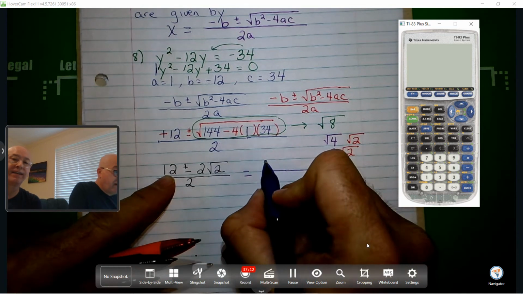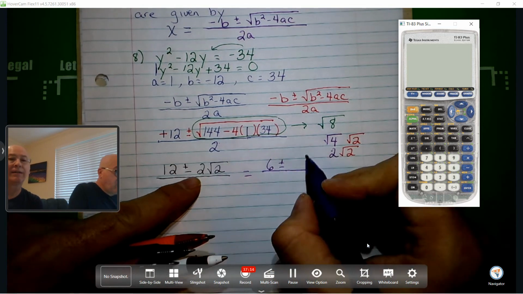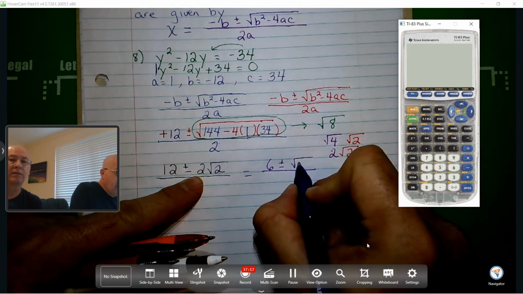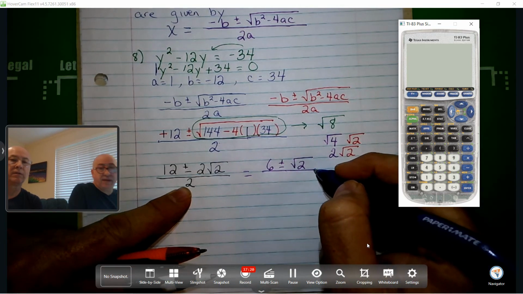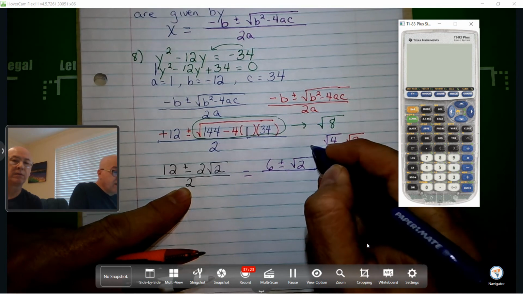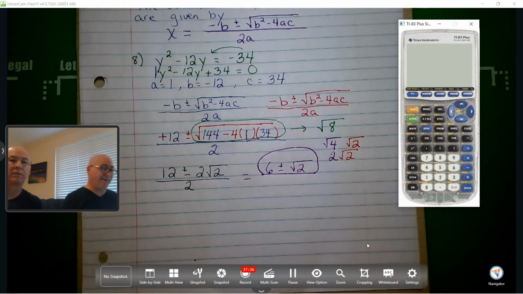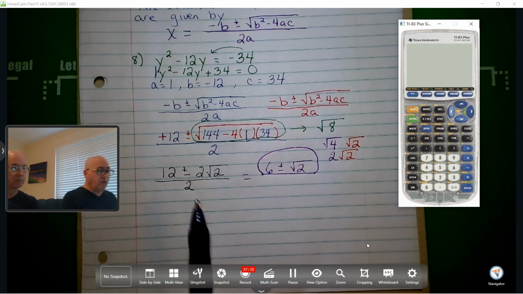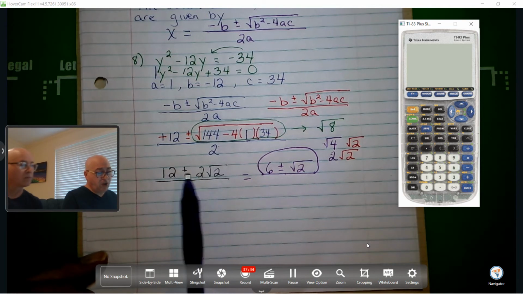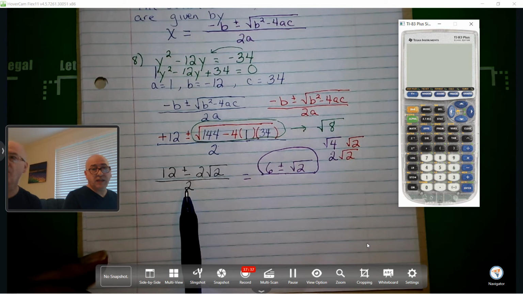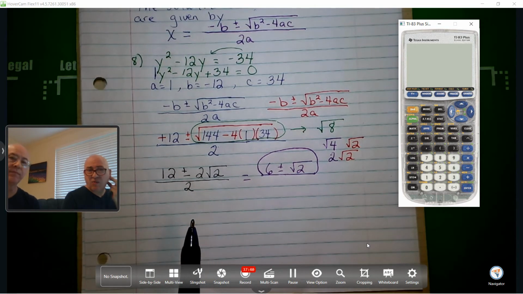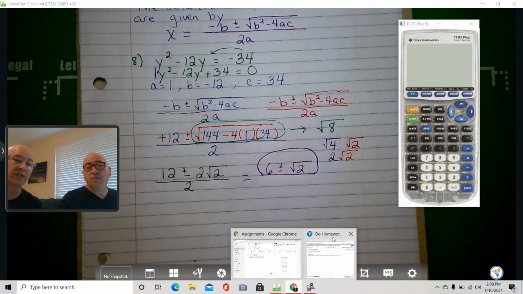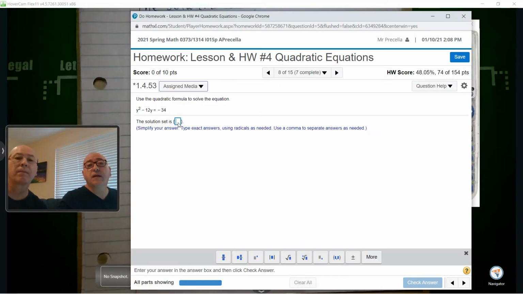12, so I'm dividing by 2. 6. 2 over 2 is 1, so I don't need a fraction bar at all. So 6 plus or minus the square root of 2. Another way you could do this is factor the 2 from each of these and cancel. But again, speed is part of the goal. Right, Tim? I always factor and cancel. I always show it.